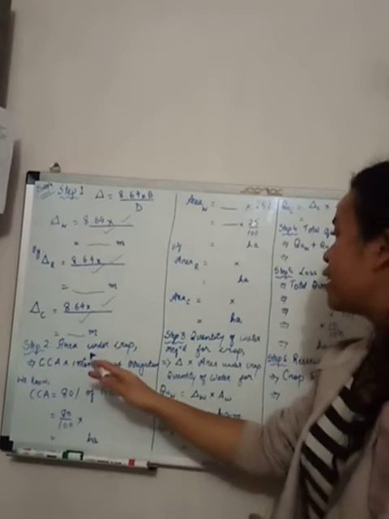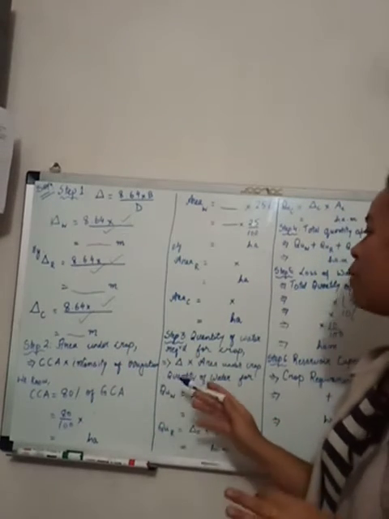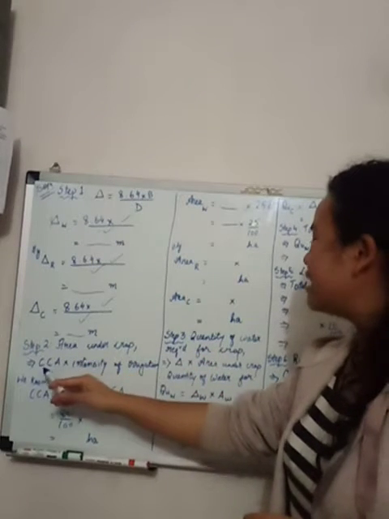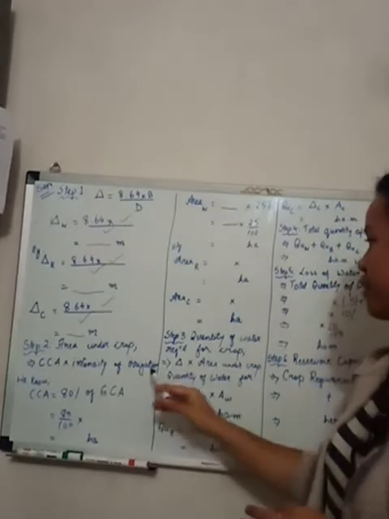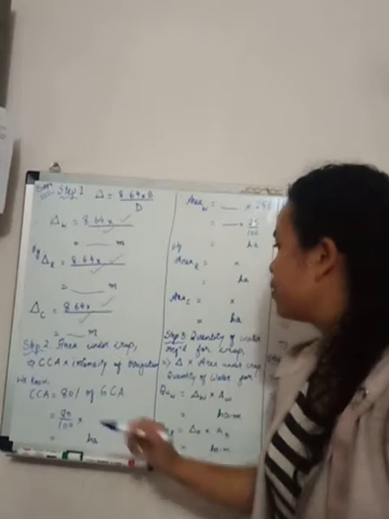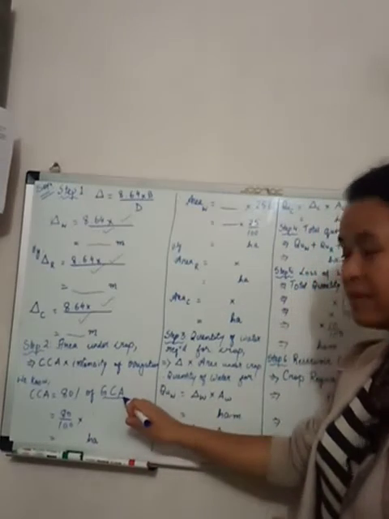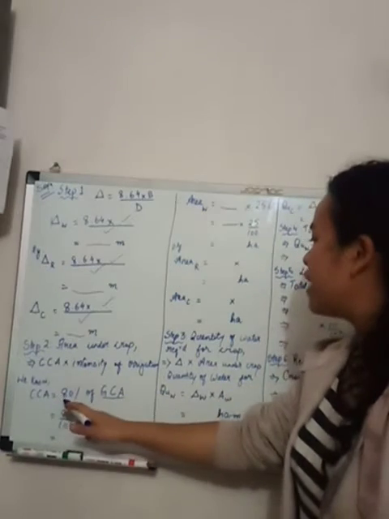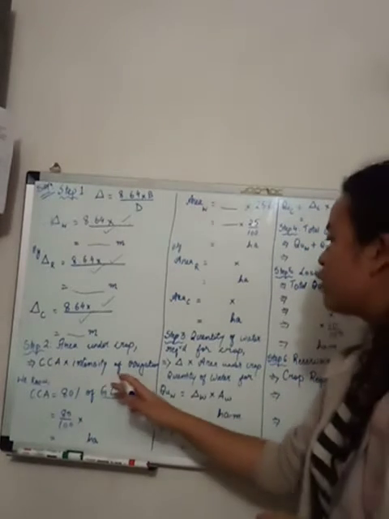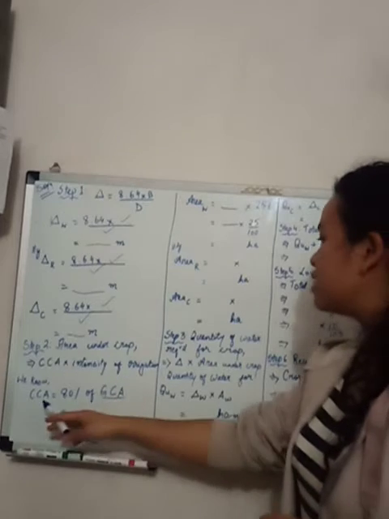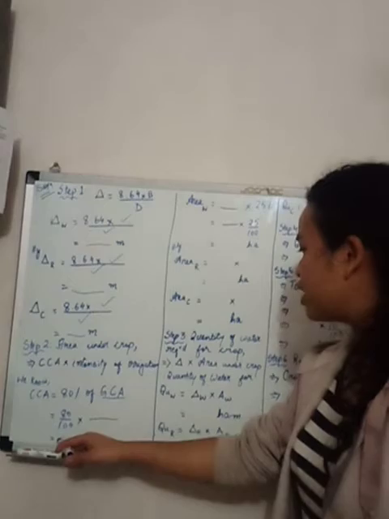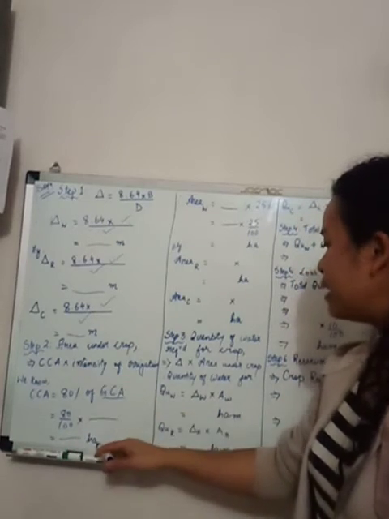Next, you have to find the area under each crop, how much you will cultivate. The formula for the area under each crop is CCA into intensity of irrigation. But in the question, CCA is not given. The GCA is given, right? So CCA you can find as 80% of GCA. Okay, 80% is given. So CCA is 80% of GCA. You put the value of GCA from the question and you will calculate the area in hectares.